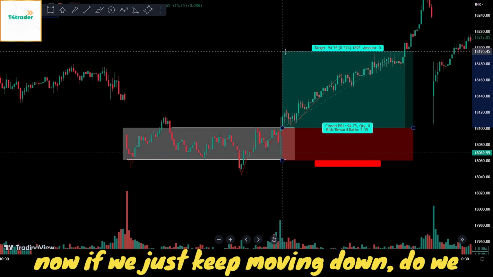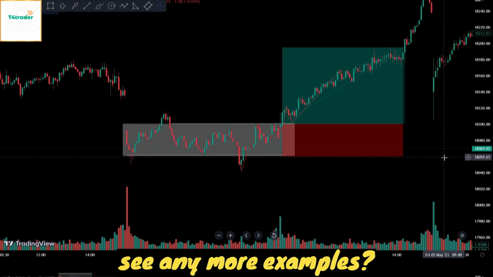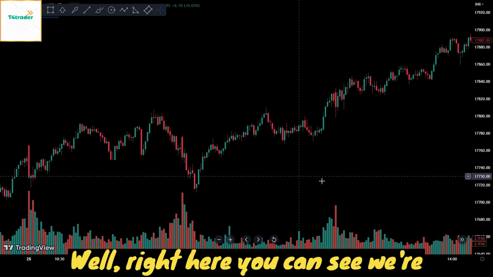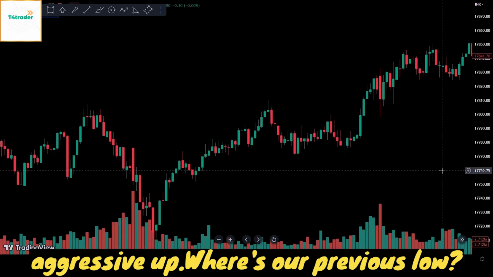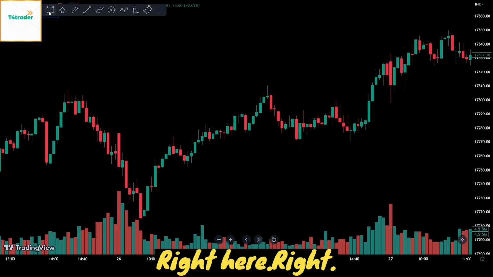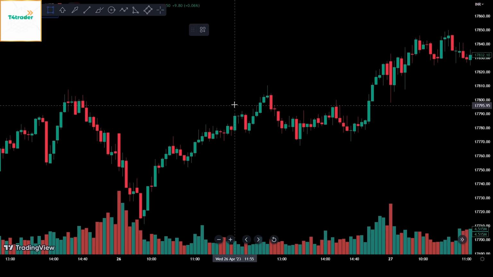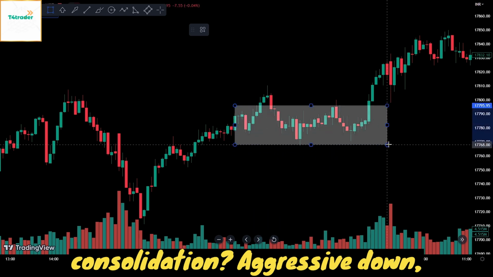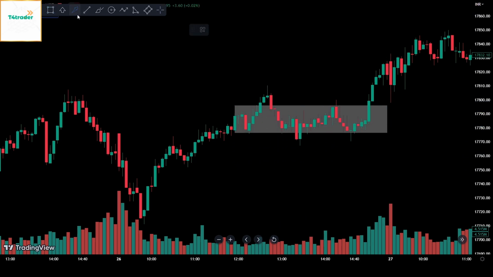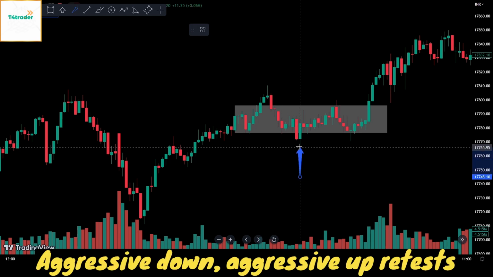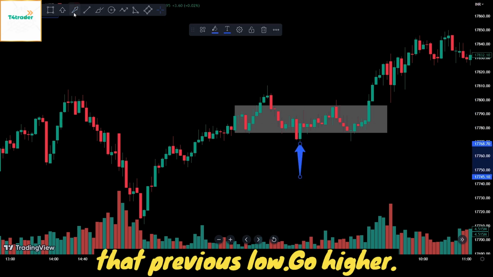So now if we just keep moving down, do we see any more examples? Well, right here, you can see we're chopping around, aggressive down, aggressive up. Where's our previous low right here? Right. So where am I getting that with consolidation, aggressive down, aggressive up? This is what's important. Aggressive down, aggressive up retests that previous low.